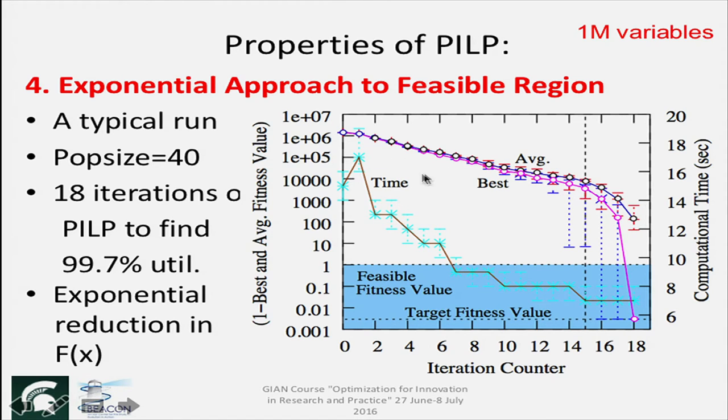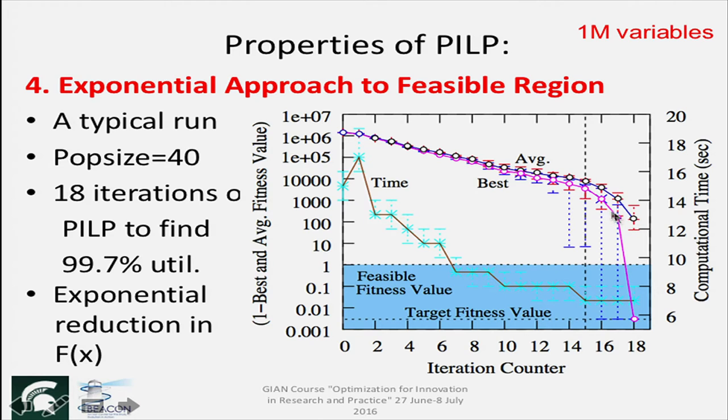Okay, so here I'm showing with the iteration counter, that means the generation number, with 40 population size now, how the fitness is reducing. So fitness should be increasing, I plot 1 minus the fitness, so that means this should be reducing. Now you can see this is in log scale, this is in normal scale, so it's a semi-log. When you have a straight line on a semi-log, performance is exponential. So it's exponentially coming down towards the optima.